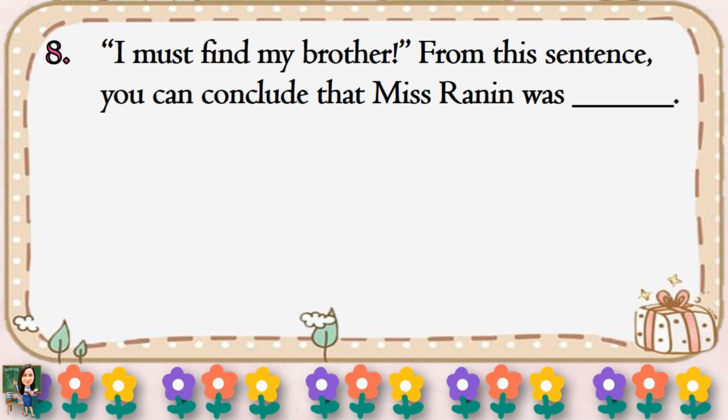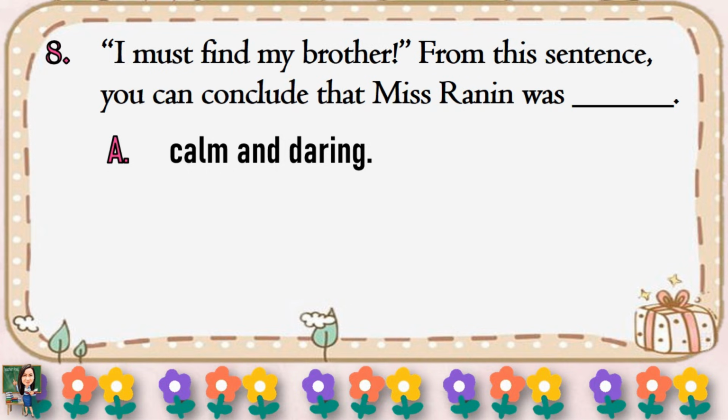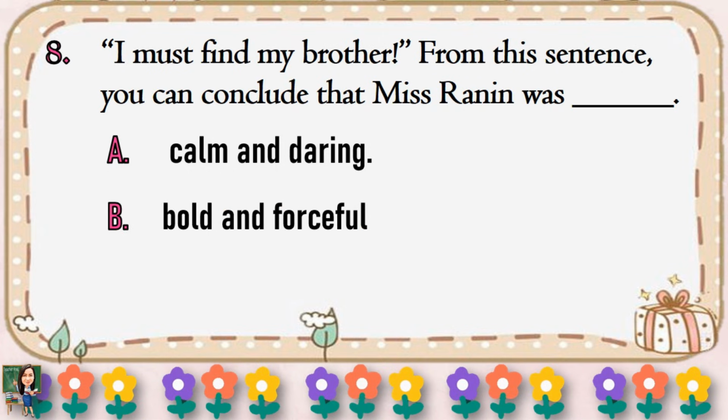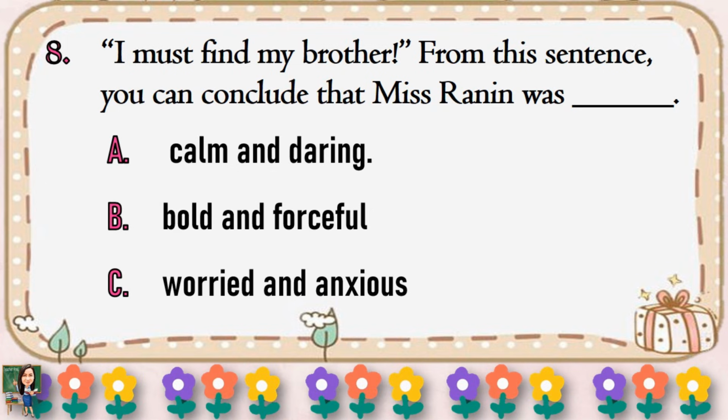Number 8. "I must find my brother." From this sentence, you can conclude that Miss Ranin was A. Calm and daring, B. Bold and forceful, or C. Worried and anxious. What is the correct answer?